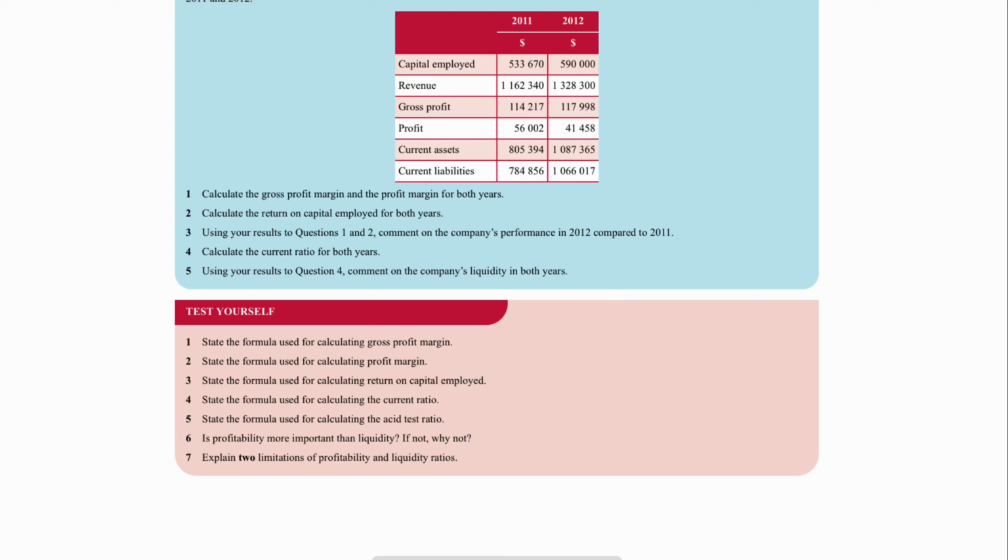Number 7, explain two disadvantages. Limitation means disadvantages of profitability and liquidity ratios. You can say they are only useful if comparing results over time or between companies. Different companies prepare their accounts using different methods, so direct comparison might be misleading.